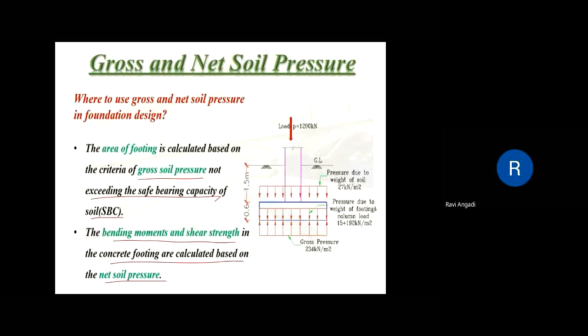That is, net soil pressure is due to what? The load coming on the column per unit area is called a net soil pressure, and that is producing the bending moment and shear force in the footing. In that time, we need to consider the net soil pressure to calculate the bending moment and shear strength. If you want to calculate the area of the footing, the gross soil pressure is to be taken into account, and the area of footing to be calculated. Is it clear, the difference, gross and net soil pressure?